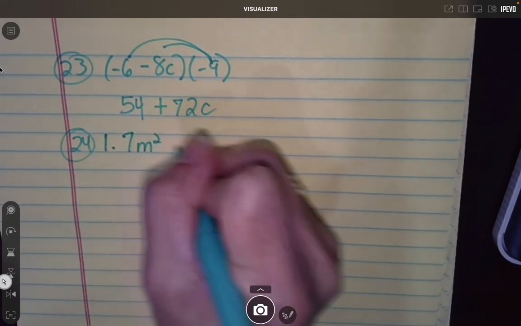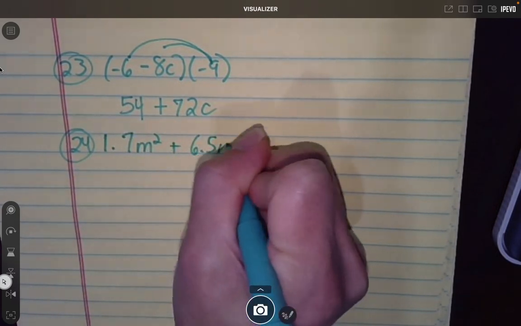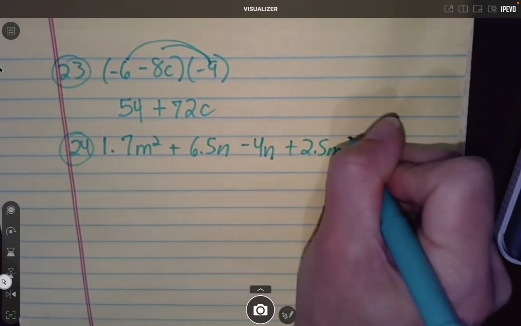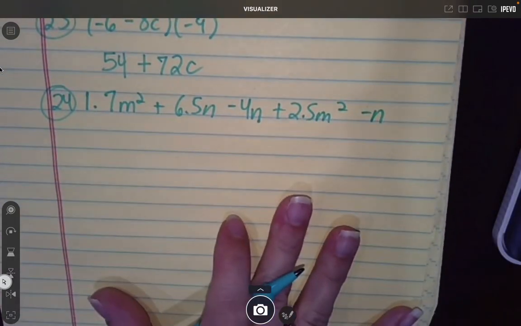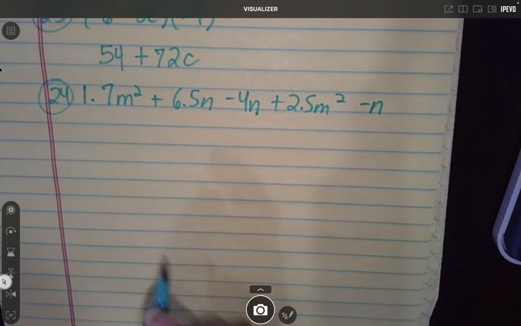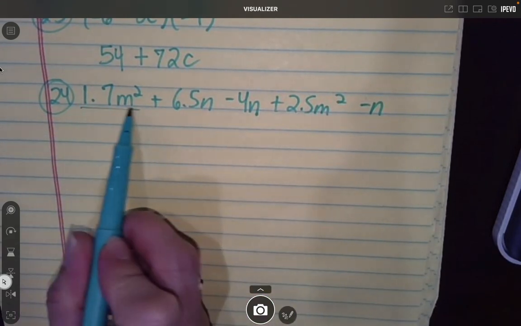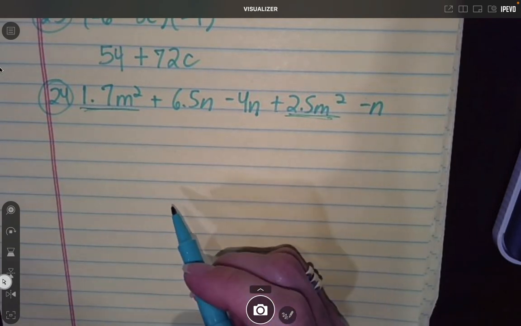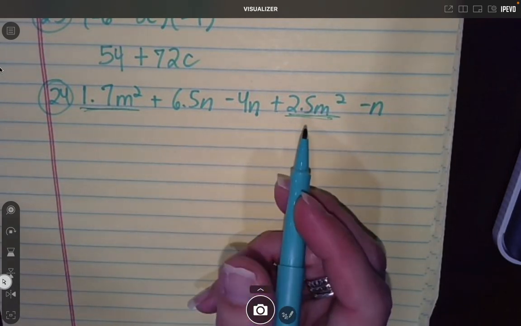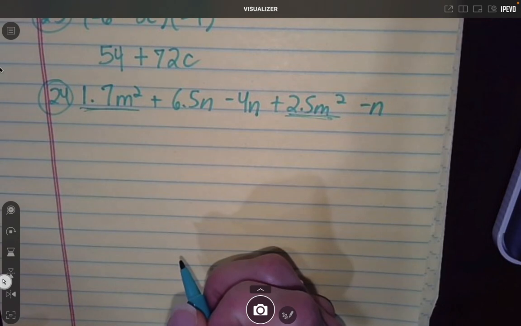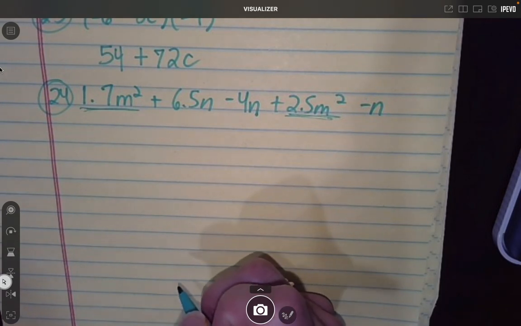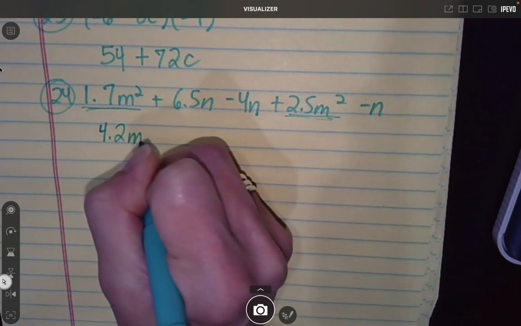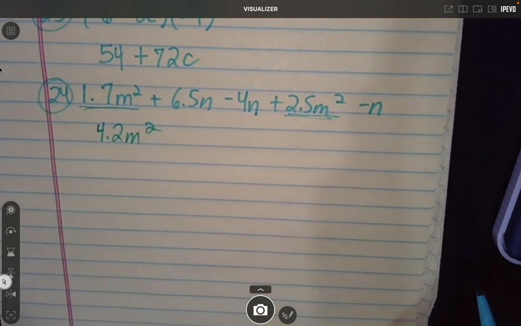1.7 m squared plus 6.5 n minus 4n plus 2.5 m squared minus m. Whole bunch of terms here. We just combine like terms. So what matches the m squared right here? I would just type in my calculator 1.7 plus 2.5. And what is it? 4.2 m squared. Questions on that one?